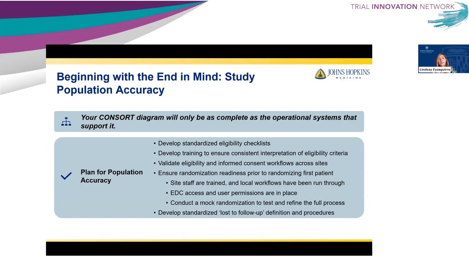Validate the eligibility and the informed consent workflows across sites, and then confirm randomization readiness before enrolling your first participant, but not at one site. Do it across your sites. This means ensuring that site staff are fully trained, local workflows have been tested, and the EDC access and user permissions have properly been configured. I would hate for any of you to miss an enrollment just because something was not working properly.